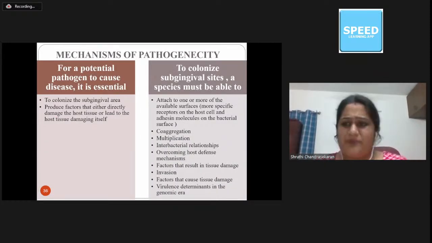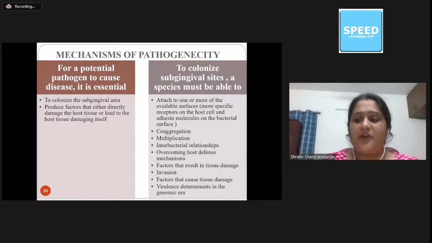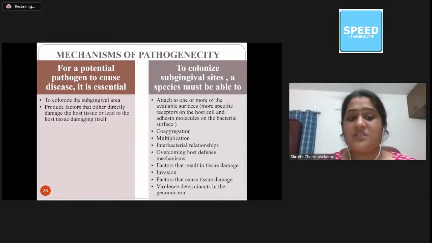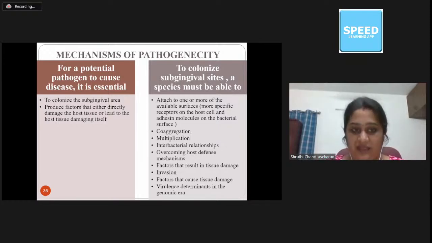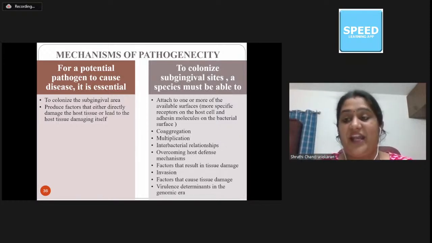So how do these microorganisms work? For the bacteria to work, it should demonstrate certain potential pathogenic features. It has to be able to colonize a subgingival area, and it should produce factors that can either directly or indirectly damage the host tissue.